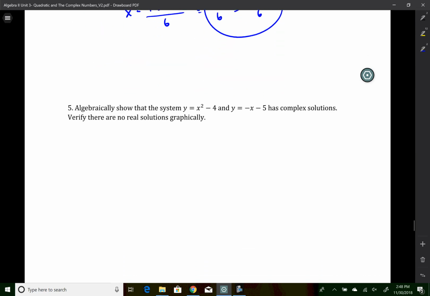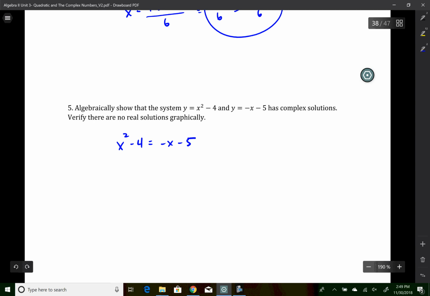Number 5, algebraically solve the system. Oh no, this is something different, but similar. So we've done this before. We've done this when we were in the first 2 lessons of this chapter, but now we can solve these two and not necessarily find the points of intersection, but find the solution when there are no points of intersection. So I could set them equal to each other. So x squared minus 4 equals negative x minus 5.